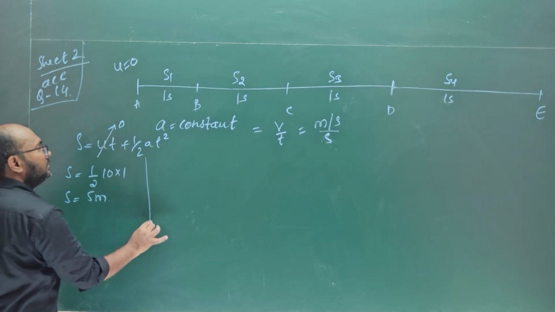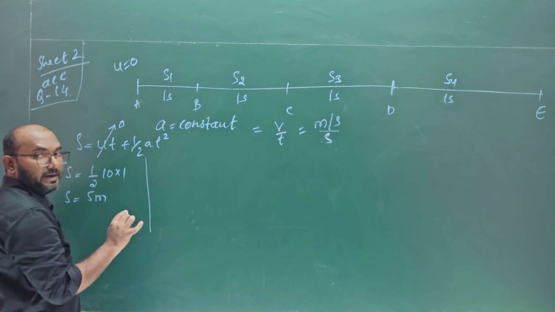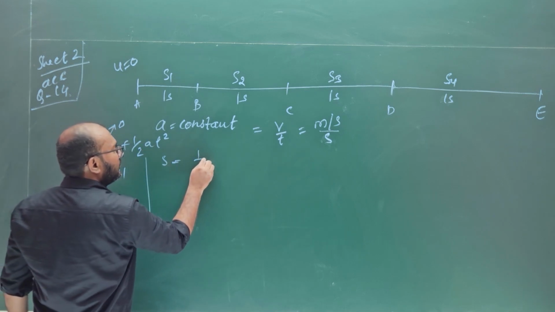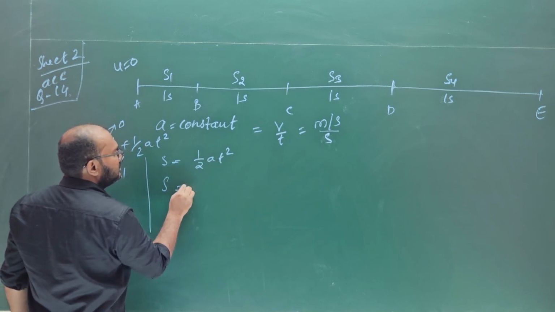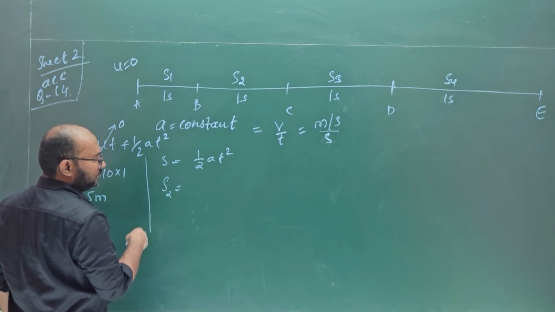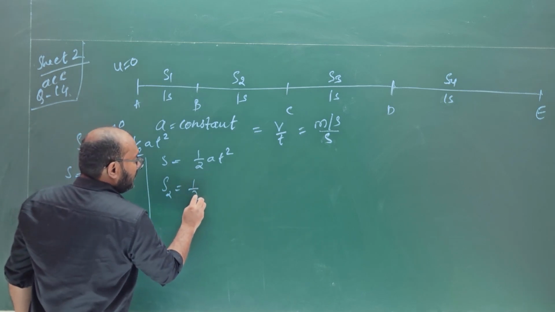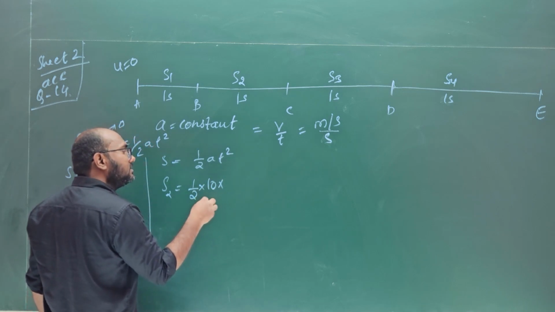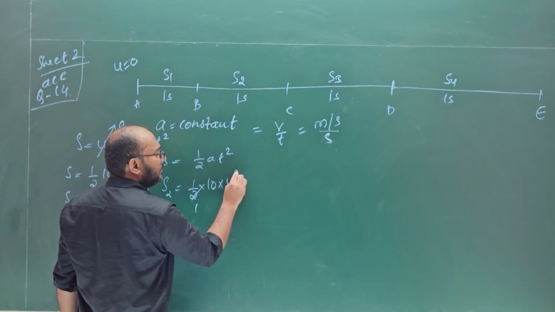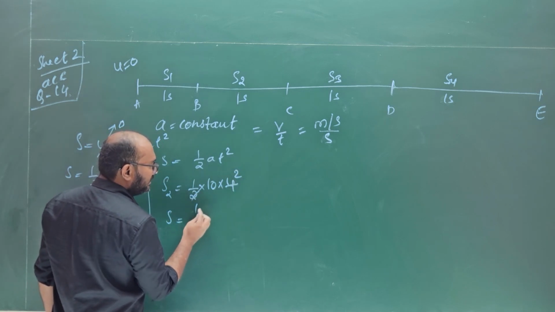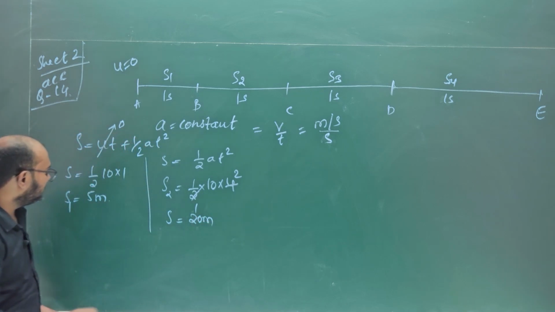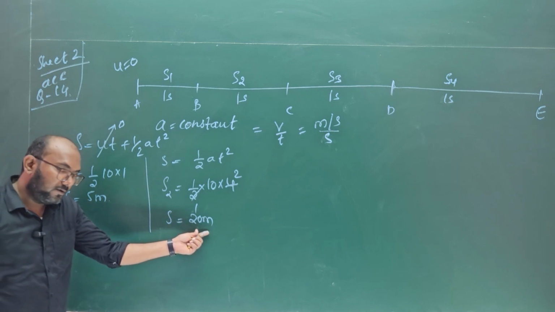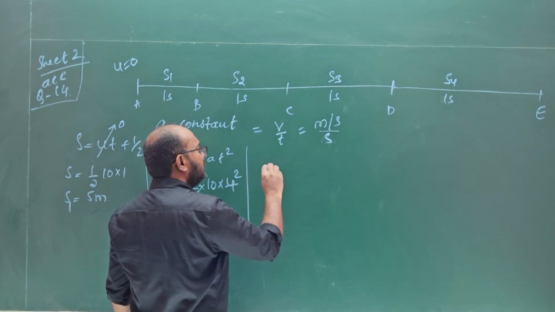Similarly, consider A to C now. S is equal to, again U becomes 0, that means ut becomes 0, left out is half at square. Let this one be S1, this one your S2, just for consideration. So half acceleration is still 10, and time period it took 2, and this becomes 2 square, 4. So how much did it travel here? Can I say 20 meters? How much did it travel here? 5 meters. How much did it travel here? 20 meters.